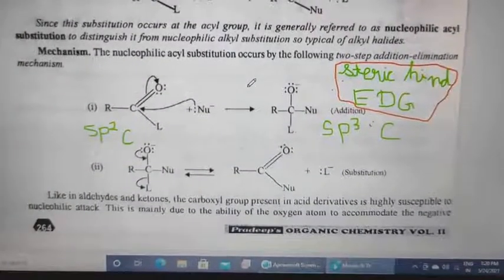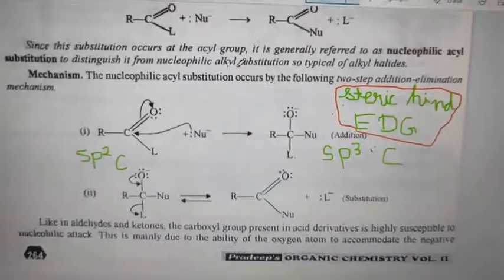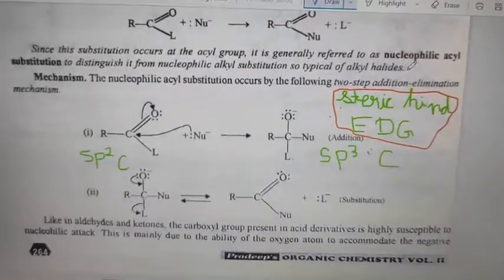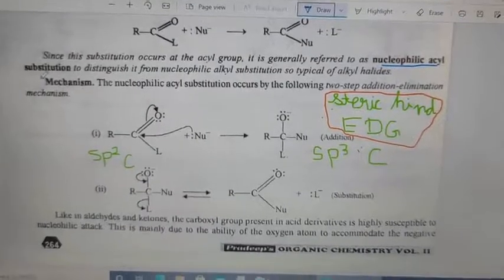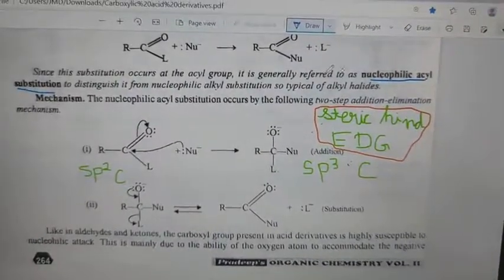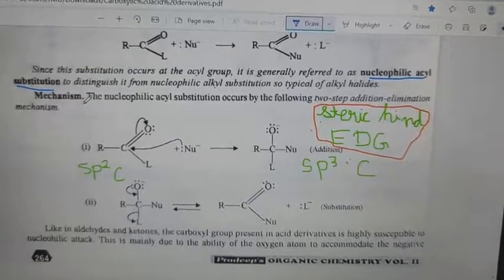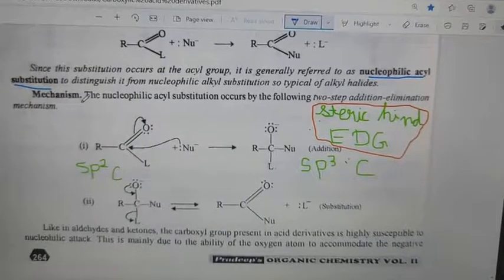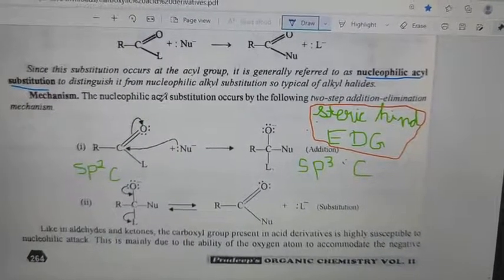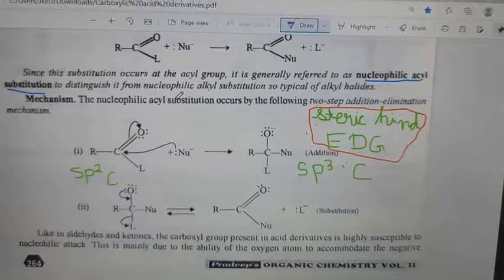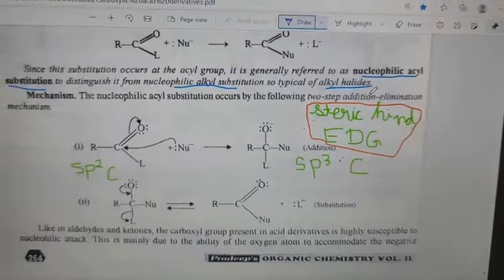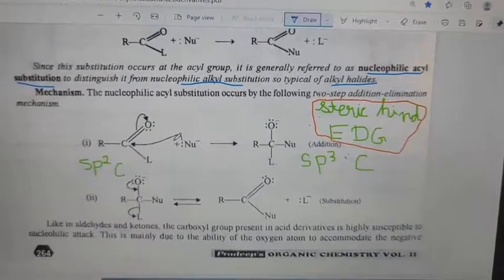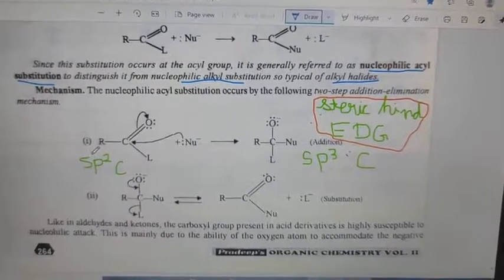Since this substitution occurs at the acyl group, it is generally referred to as nucleophilic acyl substitution. So this acyl substitution is a different feature of these acid derivatives as compared to nucleophilic alkyl substitution in case of alkyl halides. The mechanism of this nucleophilic substitution reaction is shown here.